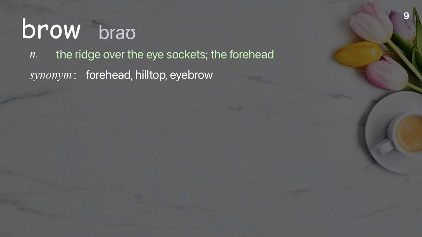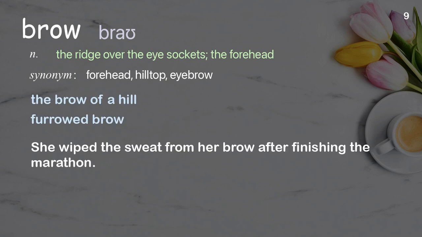Brow. The ridge over the eye sockets, the forehead. Examples: The brow of a hill. Furrowed brow. She wiped the sweat from her brow after finishing the marathon.